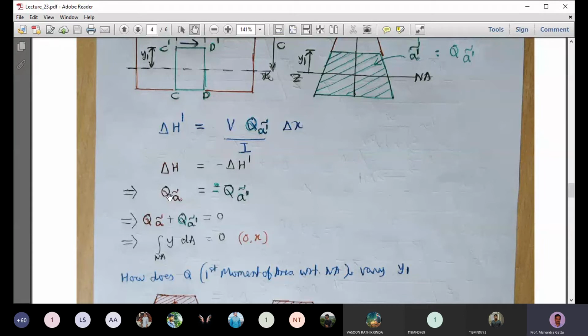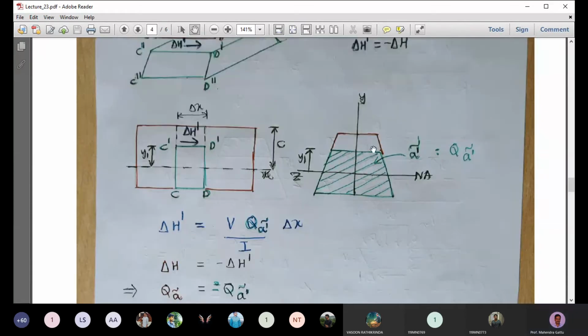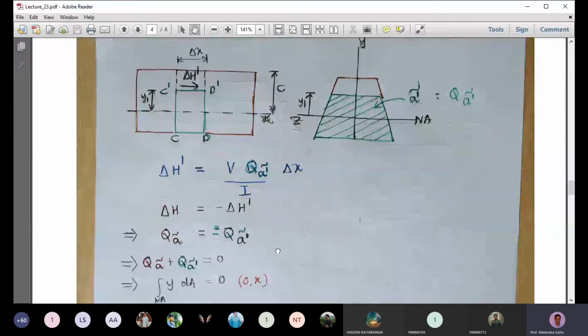So what it means is Q_A tilde is equal to minus Q_A' tilde. That means the first moment of area of this red colored portion above the neutral axis is the negative of the first moment of area of this green colored portion with respect to the neutral axis. So which is okay. Why is it okay?